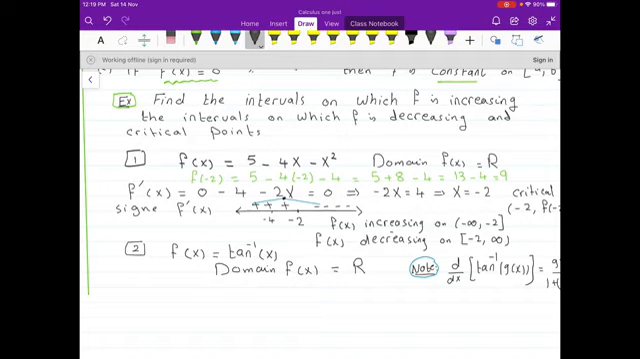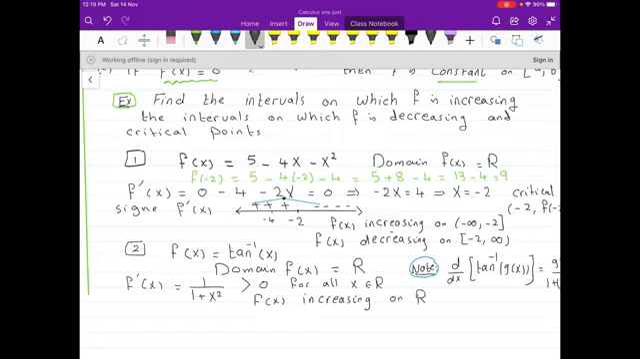Now f prime x equals 1 over 1 plus x squared. The derivative will never equal 0. That means the function has no critical point. And the sign of f prime is always positive for all x belonging to R. What does it mean that f prime is always positive? That means f(x) is always increasing on its domain, on R.